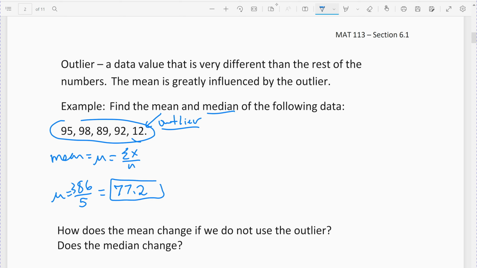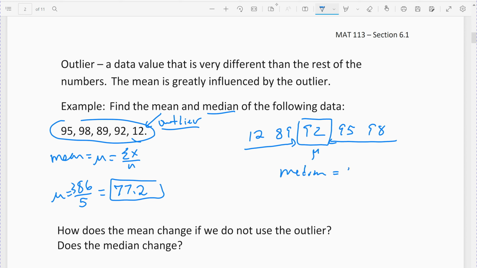All right, let's look at the median. Remember, for the median, we have to organize the set of scores. 12 is the lowest, then 89, then 92, 95, and 98. There are odd numbers, so there's a single middle value. 92 has two numbers above it and two numbers below it, and so that's my median. The median is a 92, which is probably a better tell in this case of what the numbers represent. It's the middlemost number, which is 92. The average, in this case, is thrown off by the outlier.